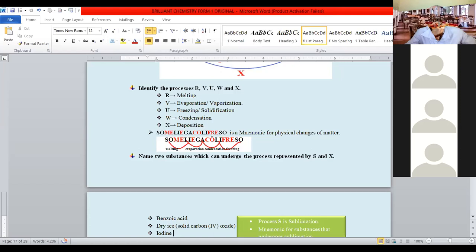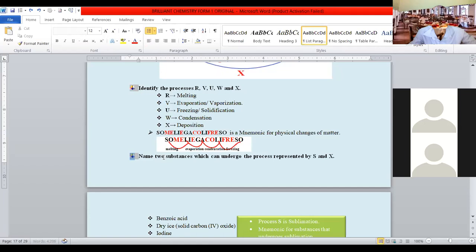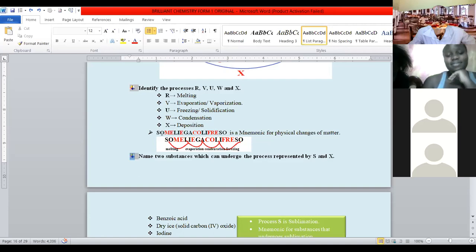Let's check whether the mnemonic works. Yes, that is very good. I hope you have seen how this works. Solid to liquid is melting. So you skip the red one. Between the black one and the black one, the middle is the physical change. Solid to liquid is melting, liquid to gas is evaporation, gas to liquid is condensation, liquid to solid is freezing. That is sommelier colipresso.